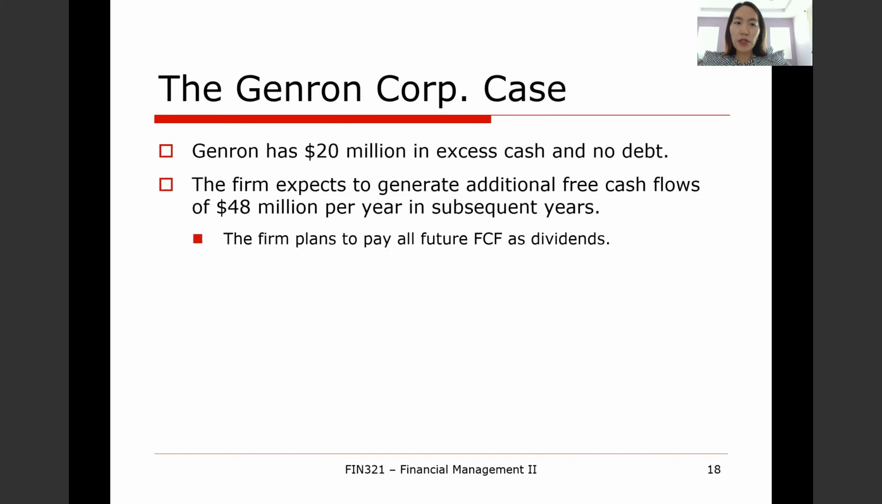Okay, let's further assume that the firm expects to generate additional free cash flows of $48 million per year, every year in subsequent years, in perpetuity. And let's further assume that the firm will pay out all future free cash flows as dividends. It means that the firm's future payout policy is set and known.